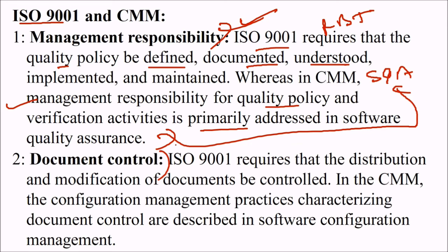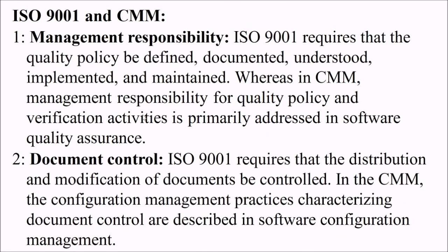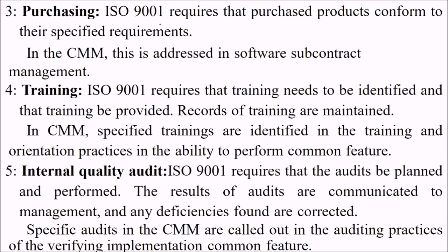Document control. ISO 9001 requires that the distribution and modification of documents has to be controlled. And in CMM, the configuration management practices characterizing the document control are describing software configuration management. So CMM says document control should be done in SCM. In 9001, it is said that all the documentation, the modification and everything has to be controlled properly. In purchasing, ISO 9001 requires that the purchased product conform to the specified requirements. In CMM, this is addressed in the software subcontract management.